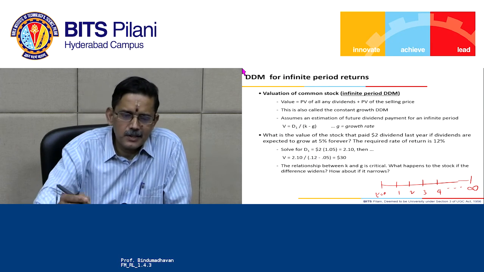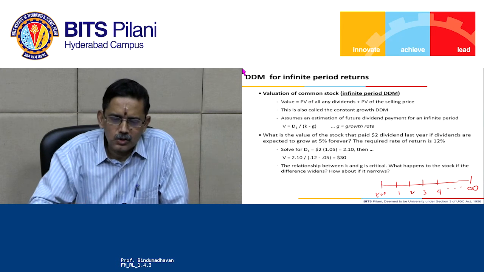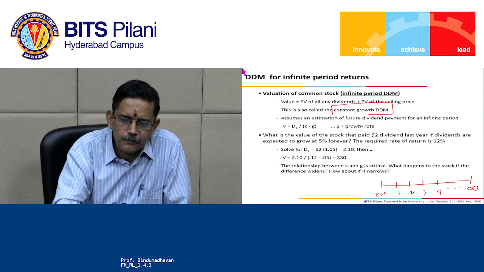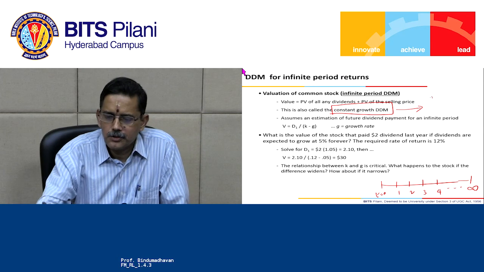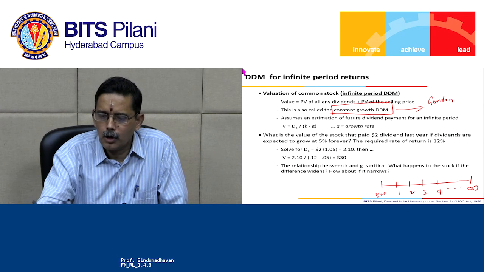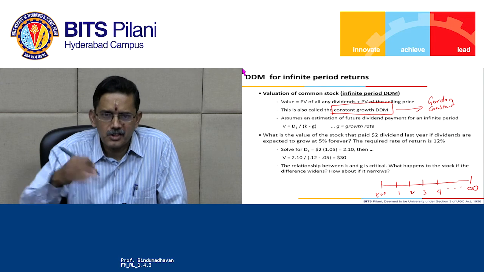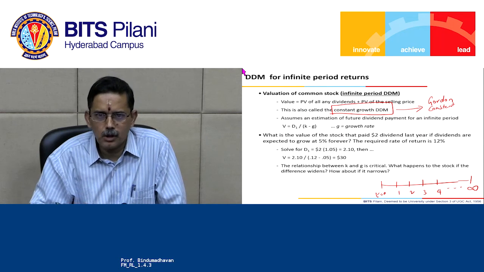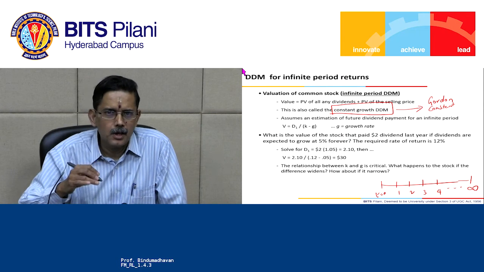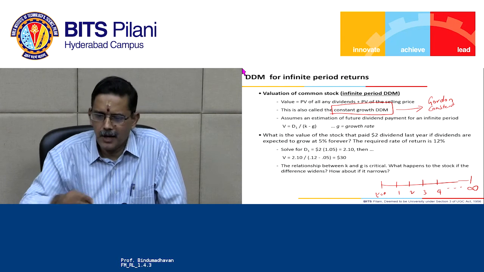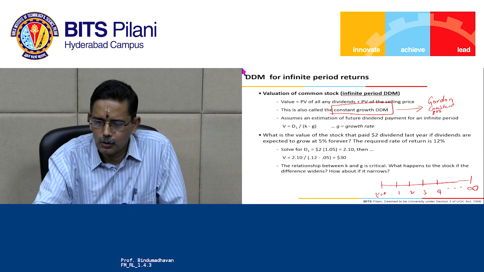And the answer is there is a model called the constant growth model. Another name for this is the Gordon model, or the Gordon constant growth model, because Gordon is the researcher who came up with this particular model, who developed this model initially. I don't remember when, but some time back. So, Gordon constant growth model.